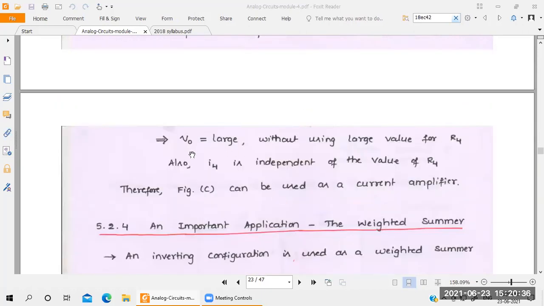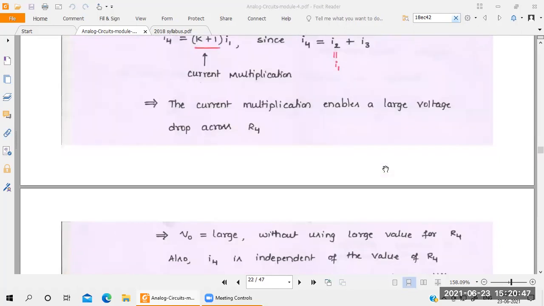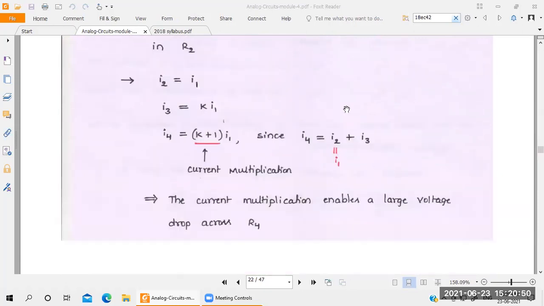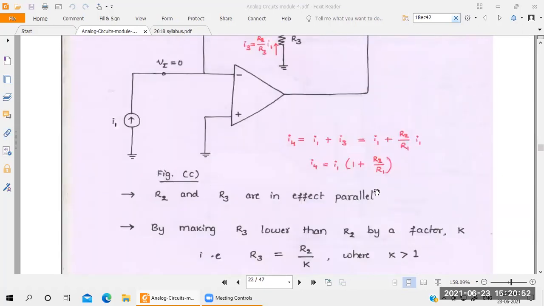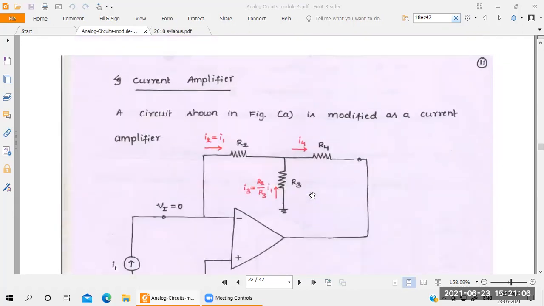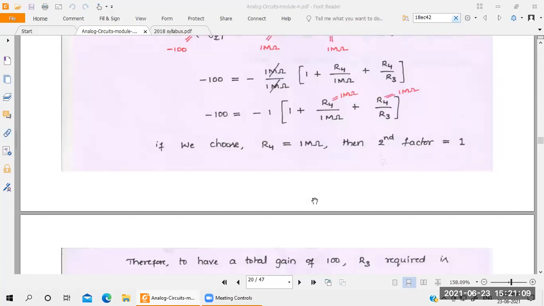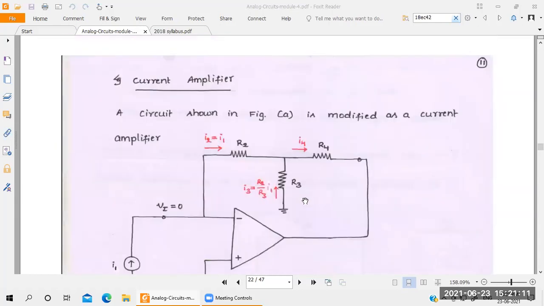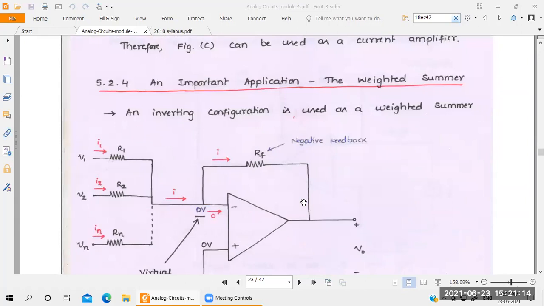So here you take now V0 is large without using a large value for R4. I4 is independent of the value of R4. Understood? So V0 is not dependent on R4. That is the meaning of this one. So this is for the current amplifier. Suppose in the exam they can ask either voltage amplifier or current amplifier. If the given question is on the current amplifier, you can write these equations. If the given question is on the voltage amplifier, we can go through those equations. Understood? So this is for example 5.2.